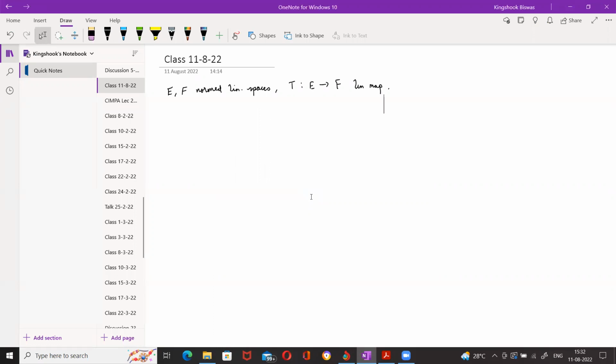Suppose E and F are normed linear spaces and T is a linear map from E to F. Then you define the operator norm of T. The norm of T is defined to be the sup over V non-zero of norm TV by norm V.